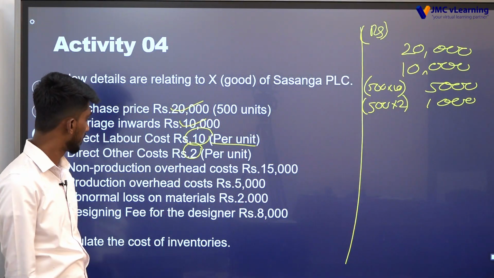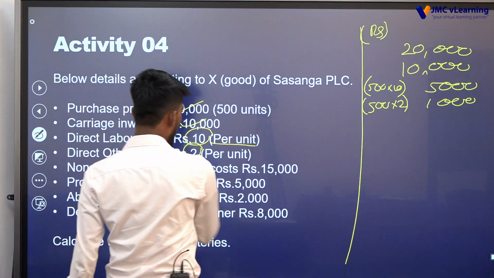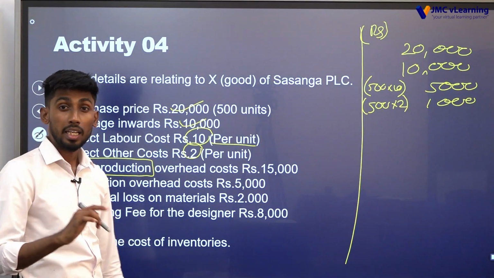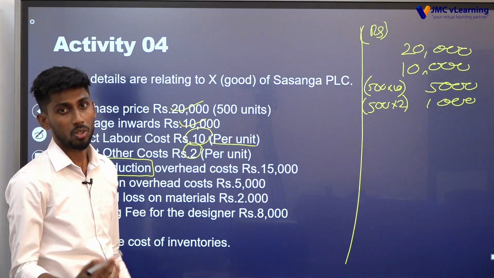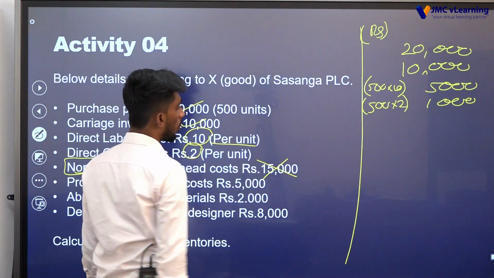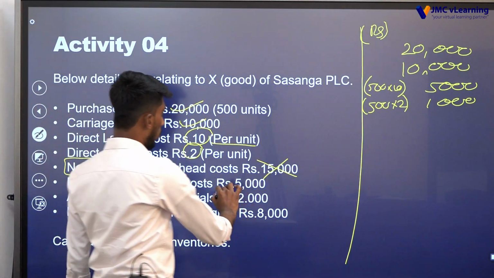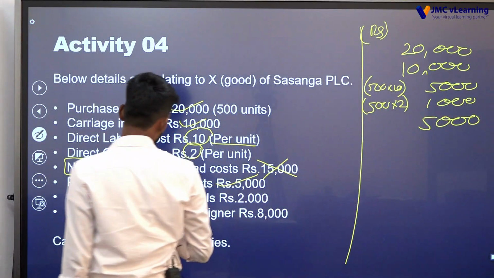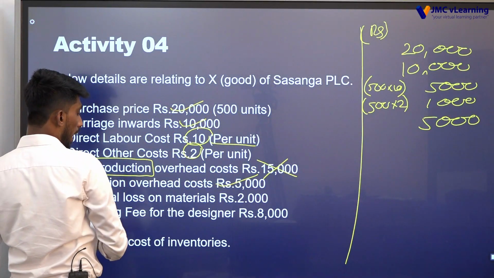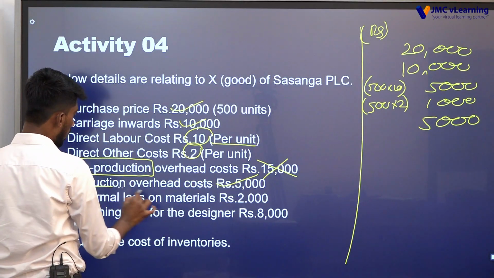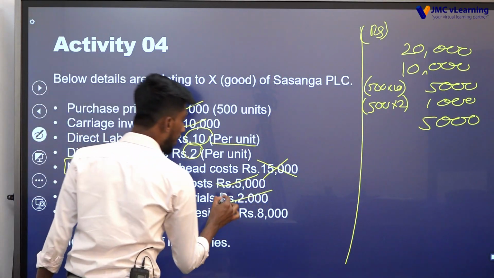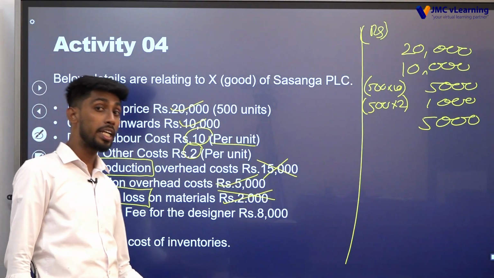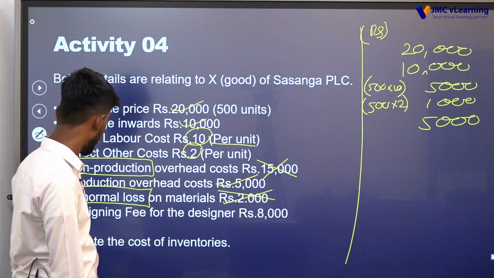Then non-production overhead cost. Here this is non-production. Can we include? No, we can't. So non-production overhead we can't include. We can include the production overhead cost 5,000. And then abnormal loss on materials. Here it is not the normal loss but the abnormal loss. We can't. I told you abnormal losses cannot be included in the cost. They need to be expensed in the period that they incur.